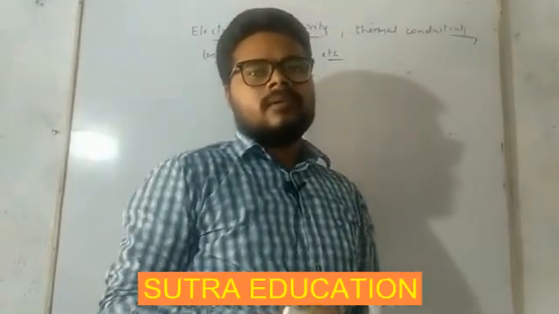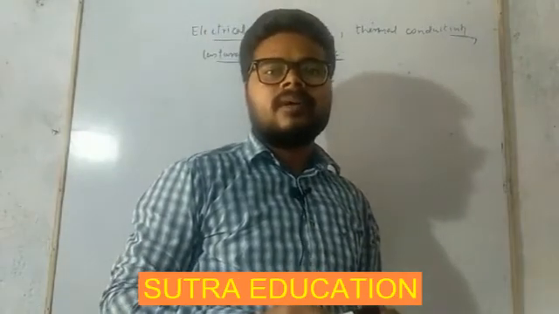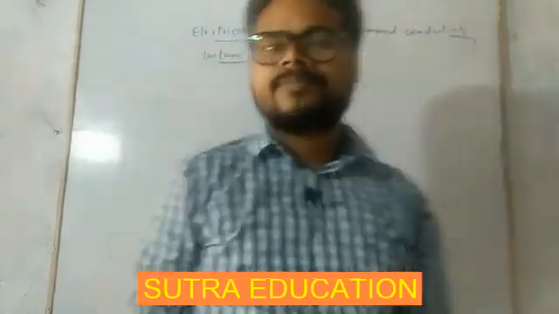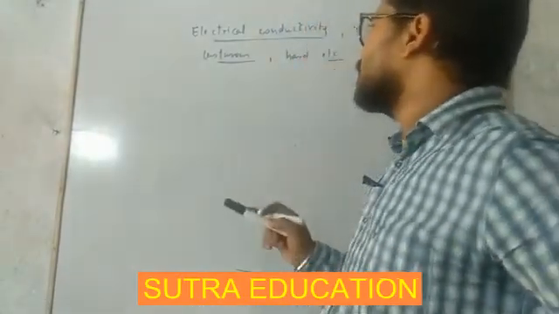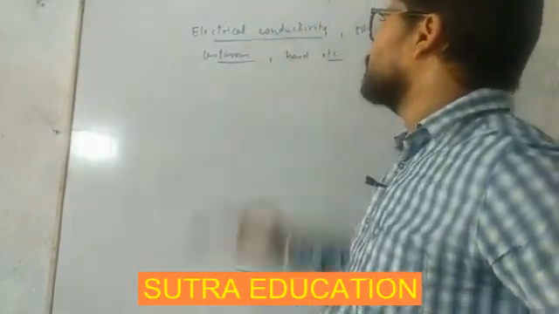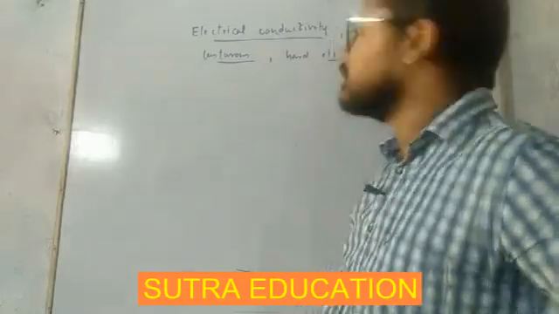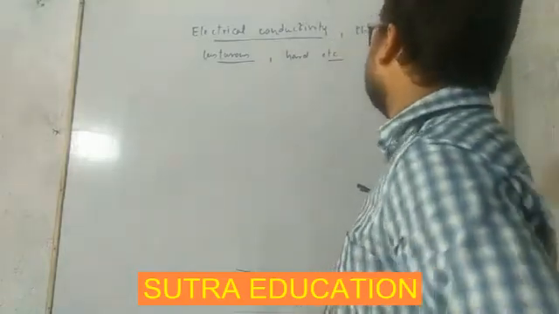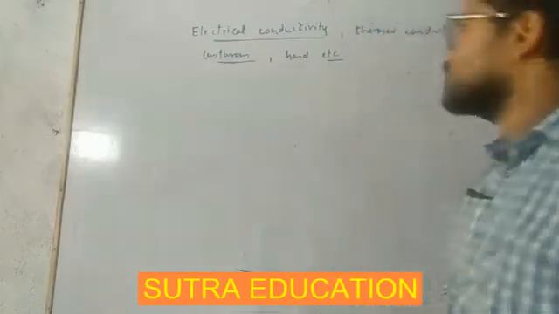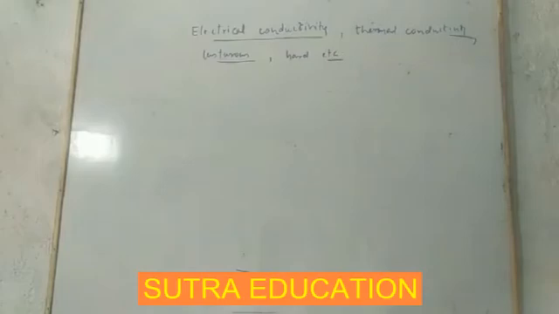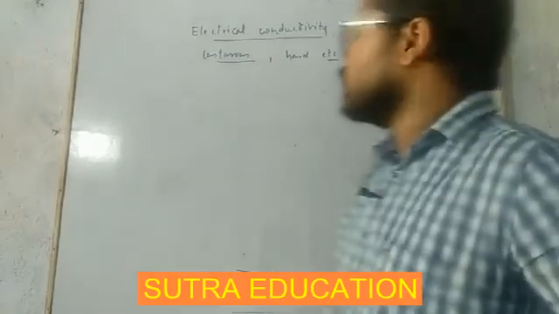So electron gas theory we have understood. Now we will be explaining, using electron gas theory, how metals are good electrical conductors, how they are good thermal conductors, how metals are lustrous, and why metals are hard, having more tensile strength. So come to the first property, that is electrical conductivity.